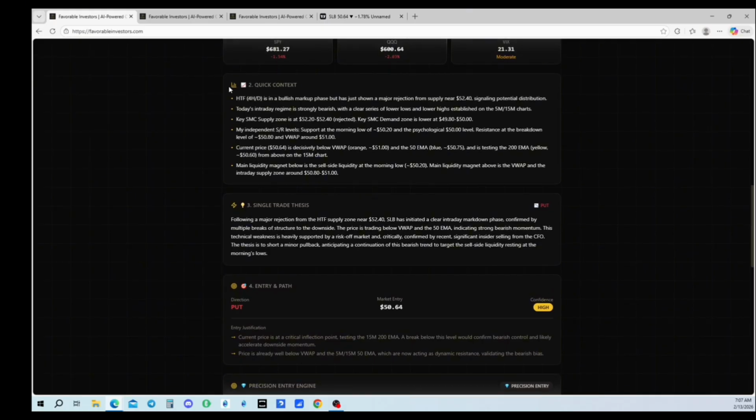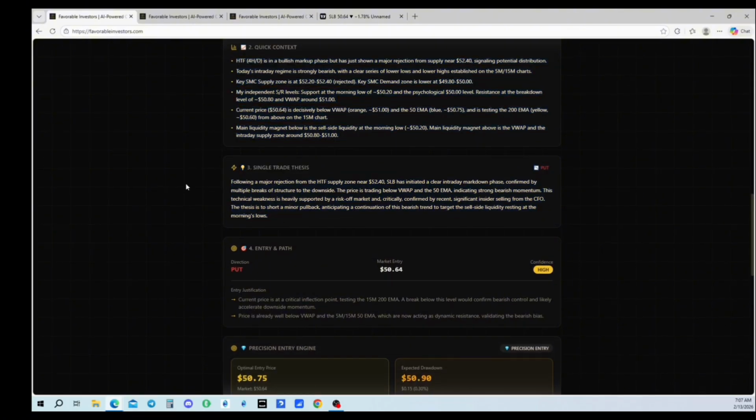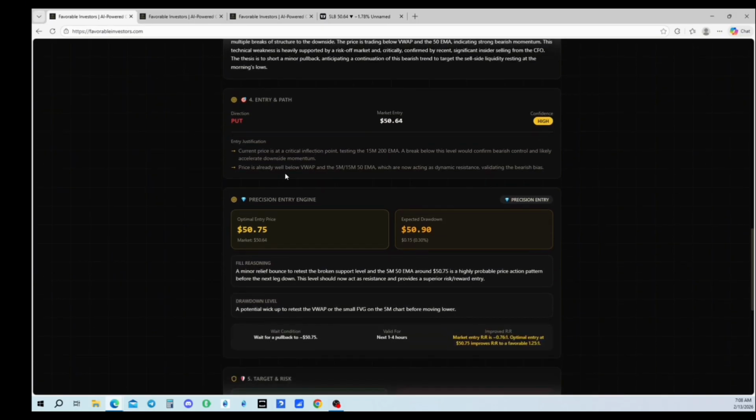Look at this. Look at the level of research. There's nothing like this. Look, it gives you the quick context, the single trade thesis, why we are hopping into this. Following a major rejection from the higher time frame supply zone, as well as remember that insider transaction, where the smart money is going. Now, it gives you the market entry price, right? It's telling you hop in around $50.64 a share, but the optimal price is $50.75. Basically saying that, yes, you could hop in right now, but it would be better if you wait for a slight pullback towards this area.